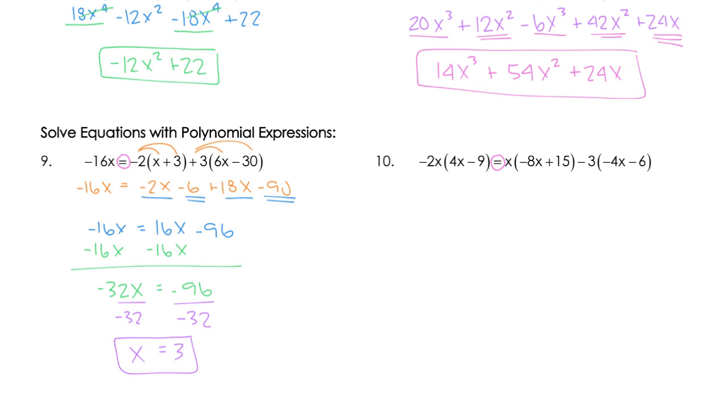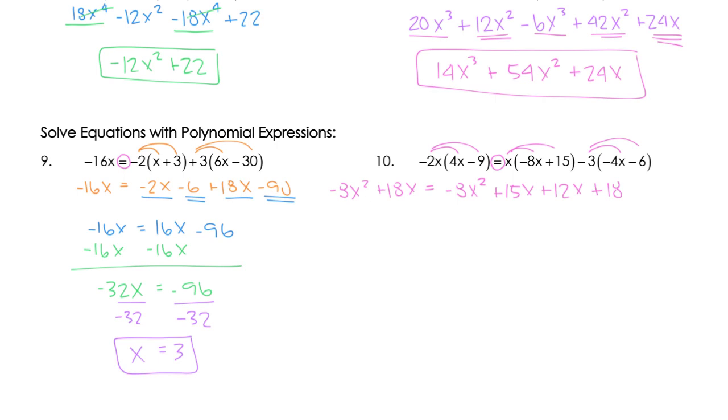Moving on to number 10 here, I'm going to distribute, and you'll notice we actually have a lot to distribute. So I'm going to start over as far to the left as I can. So I have negative 8x squared, and you'll have to write a little bit smaller on this one, I'm sure. So plus 18x, and then equals, distribute this x, so negative 8x squared, plus 15x, and then distribute the negative 3, so plus 12x, plus 18.